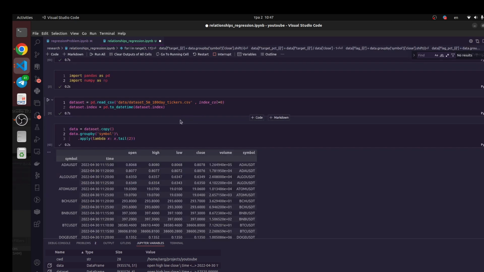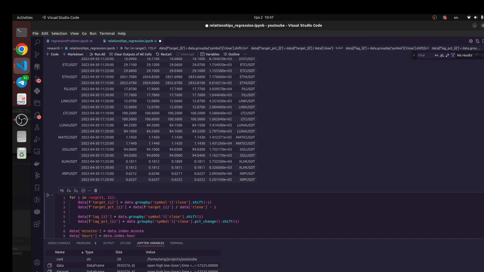Okay, so we make a copy of this data frame, and I'm going to use a group by, because we need to group this data set by symbol, and to organize this data set correctly. And you see, for example, Cardano, and I print only the last 2 rows. You see, like this one is a correct time series.